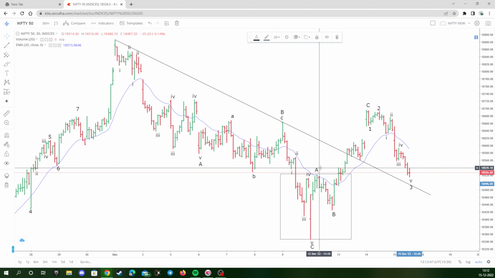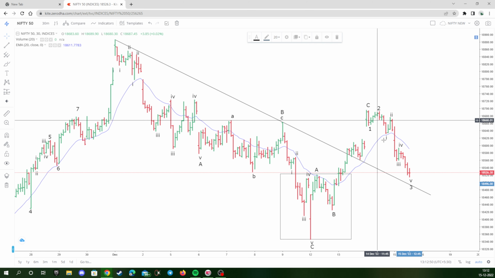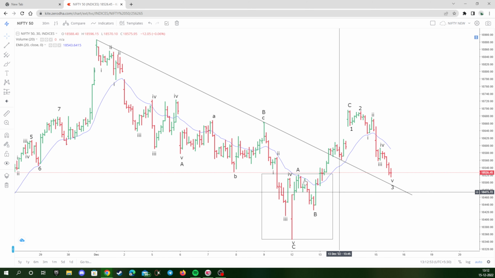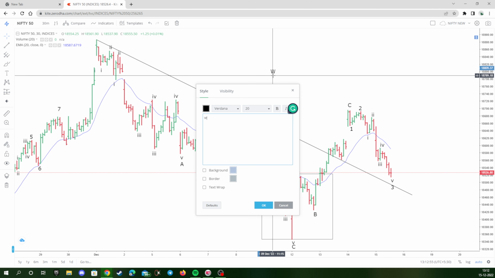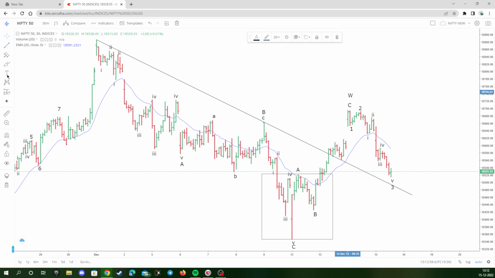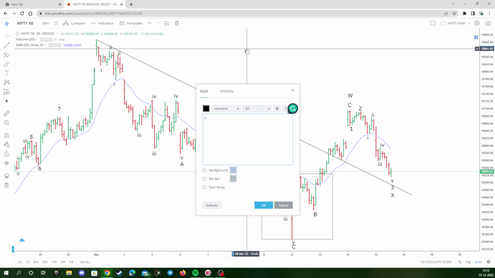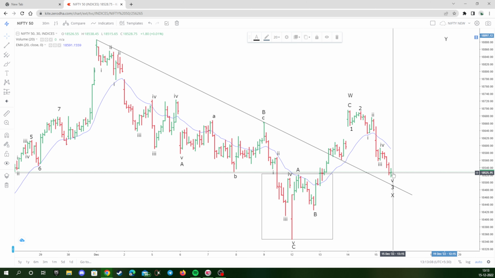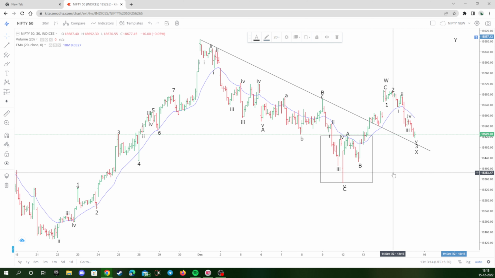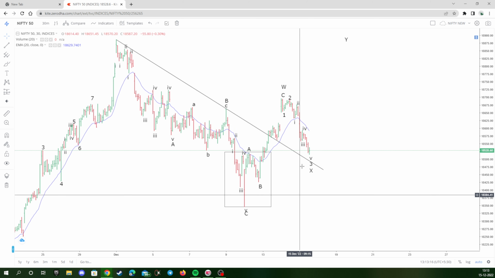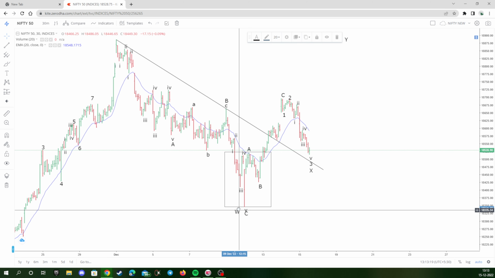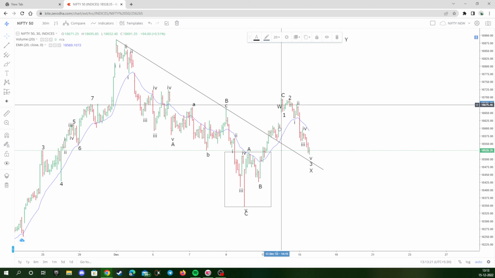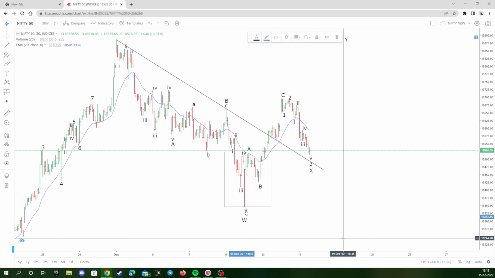But in case this 1 2 3 is just ABC, then I have to be of the view that this might be a W wave, this might be an X wave, and the potential Y wave might start on the upside. And if it doesn't happen, and we stay sideways for a bit and then go on the downside to complete a 5 wave decline, then probably I have to label this move as a W wave and the counter trend bounce as X, anticipating that the next move would be on the downside.